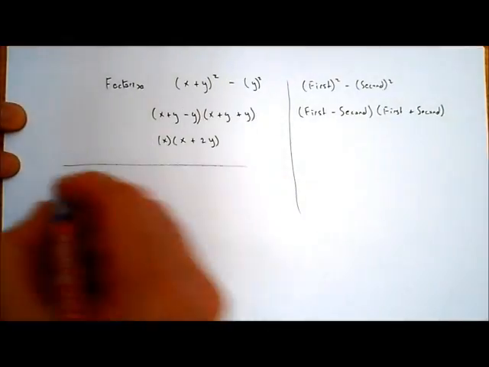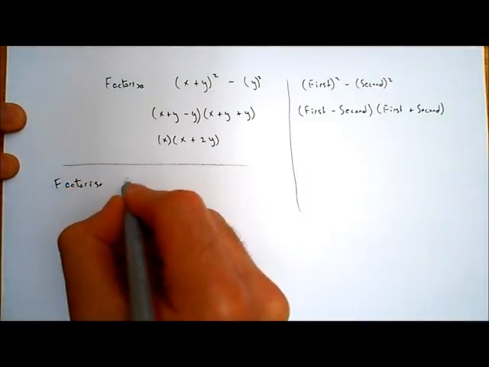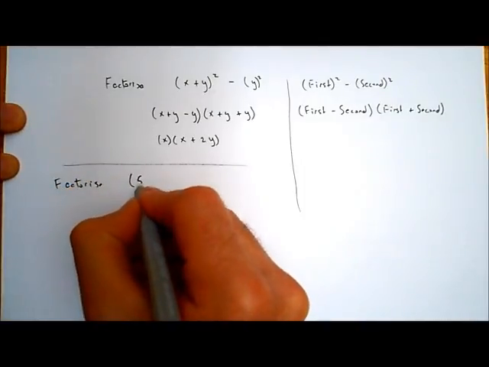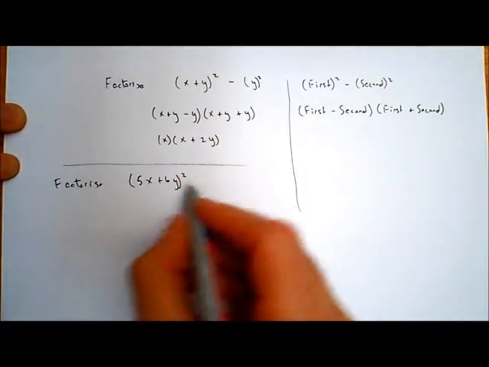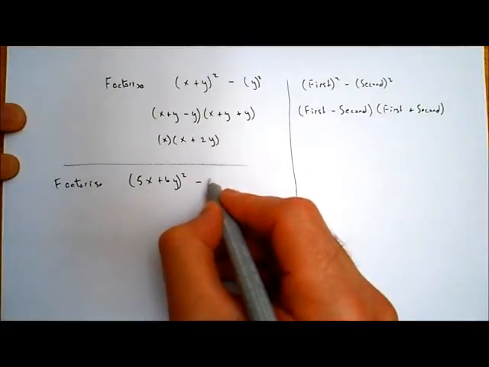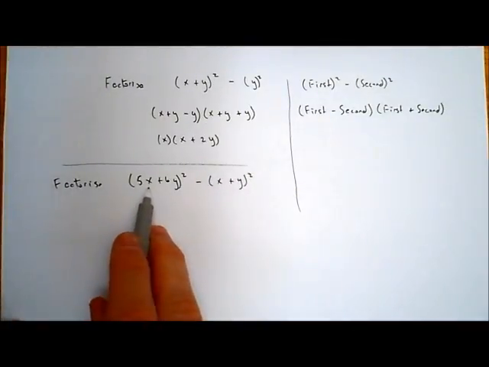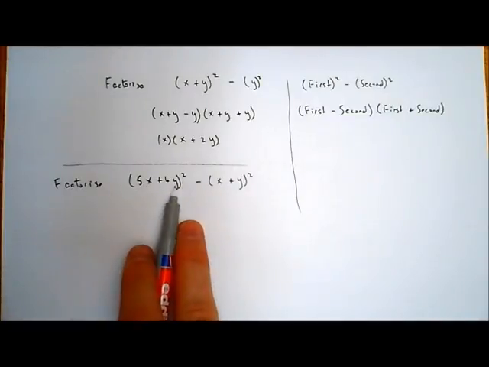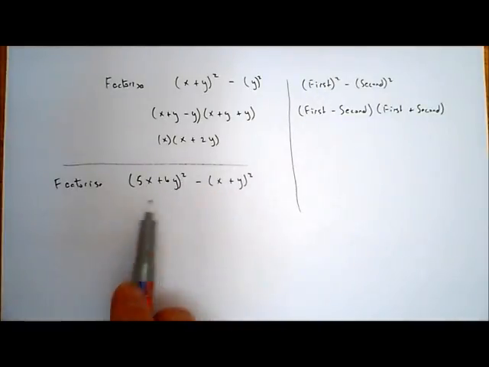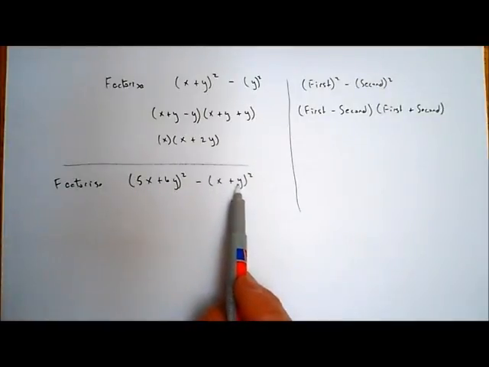So we want to factorize, and let's say it's 5x plus 6y all to be squared. So again, it's written in brackets, minus, and then it's x plus y all to be squared. So again, it is the first thing all to be squared, because here's the first, it's 5x plus 6y. It's written in brackets like it is up here. So the first is 5x plus 6y, and the second is x plus y.